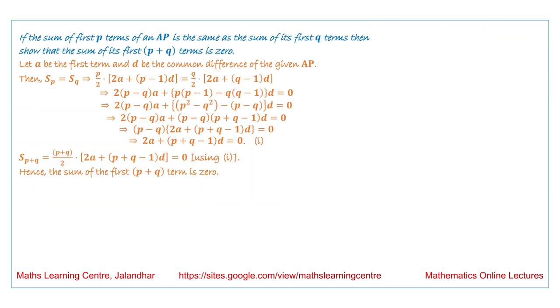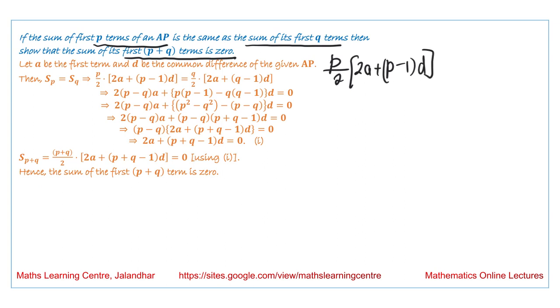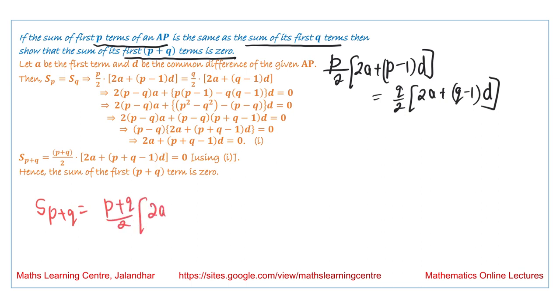Now next we have, if the sum of the first p terms of an AP is the same as the sum of first q terms, then we have to show that the sum of first p plus q terms is 0. So we are saying the sum of first p terms, p by 2 into 2a plus p minus 1 d, is equal to q by 2 into 2a plus q minus 1 d, and the value we want to calculate is the sum of p plus q terms, that is p plus q by 2 into 2a plus p plus q minus 1 d.